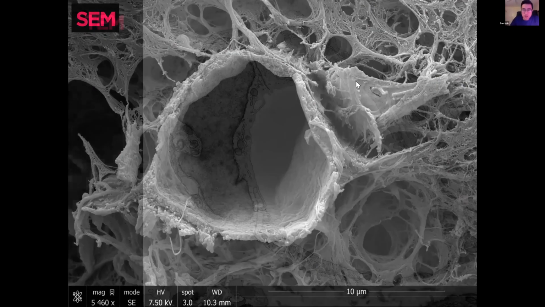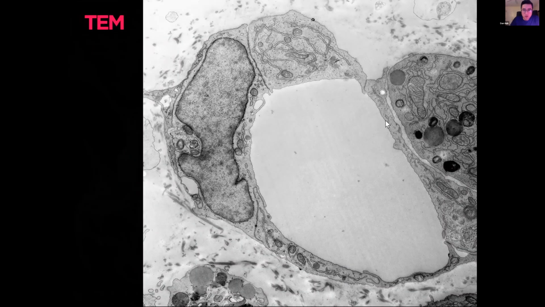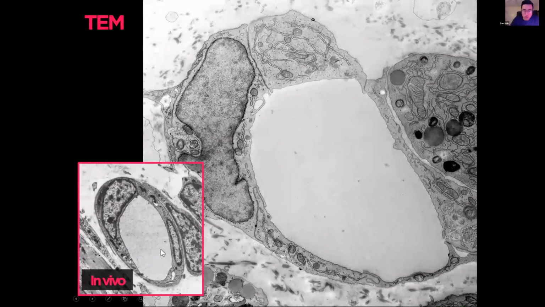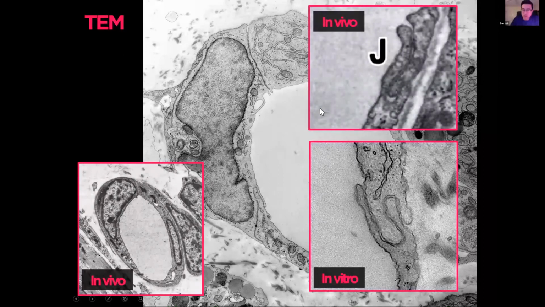We can also get TEM images. This is a TEM of one capillary in our device, which is very similar to an in vivo vessel. We're mimicking the features down to the sub-micron levels. Oftentimes in vivo capillary vessels just show these cytoplasmic folds at cell-cell junctions. We see exactly the same thing in our microengineered in vitro vessels.